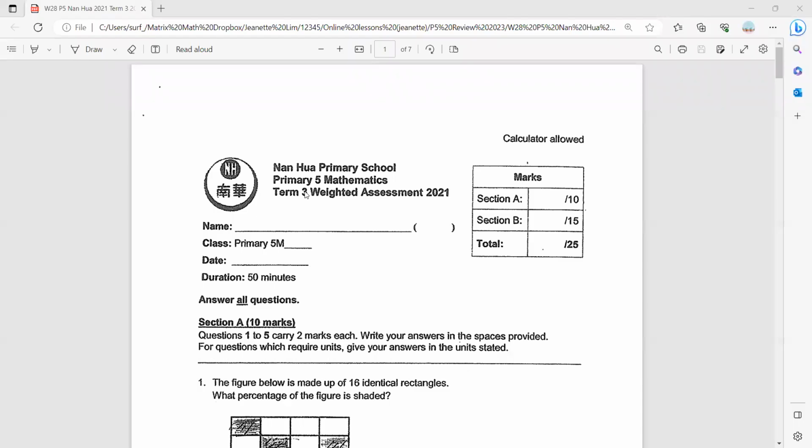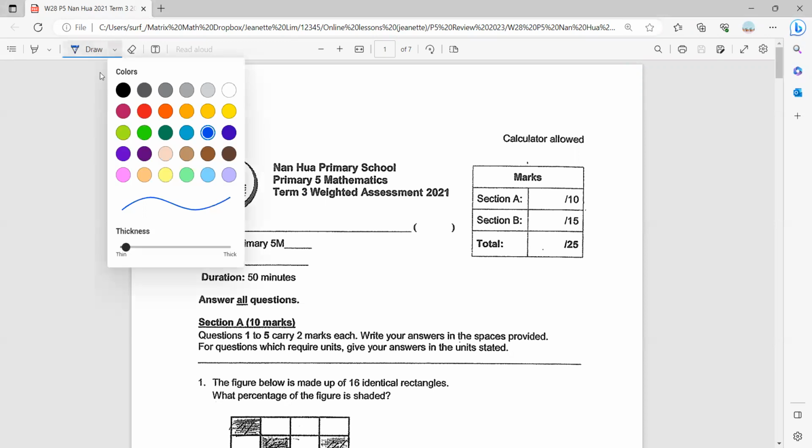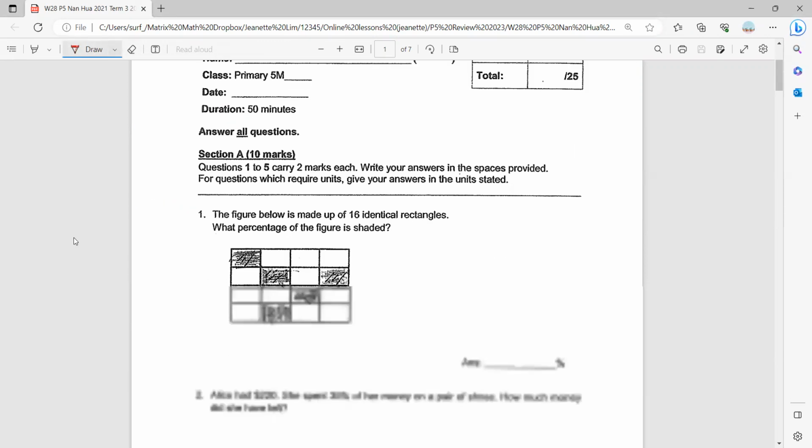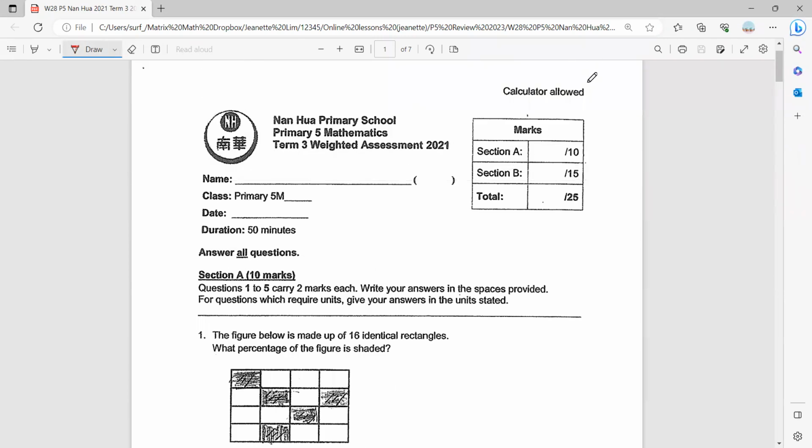This is the P5 2021 Term 3 Weighted Assessment paper from Nan Hua. Okay, let's look at question 1. Calculators are allowed for this paper.